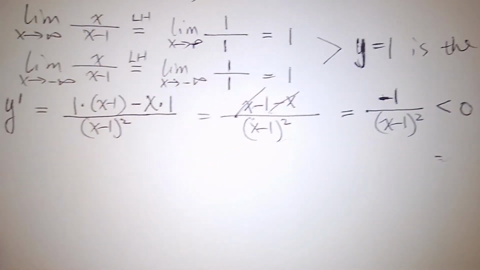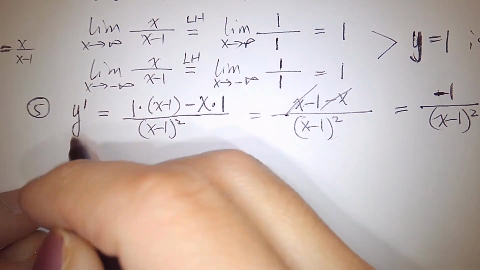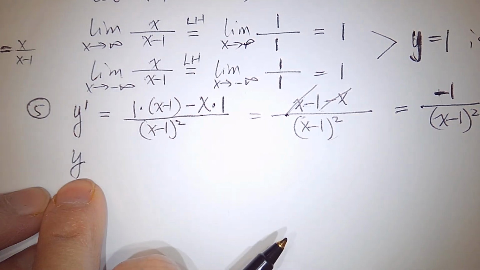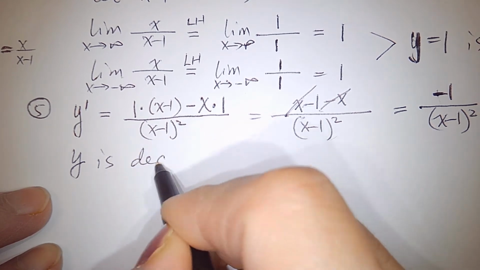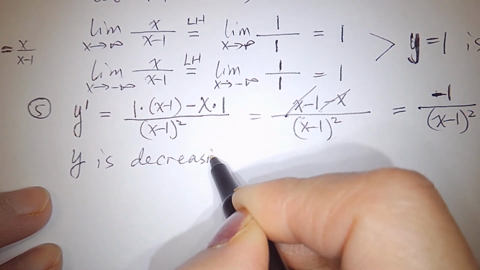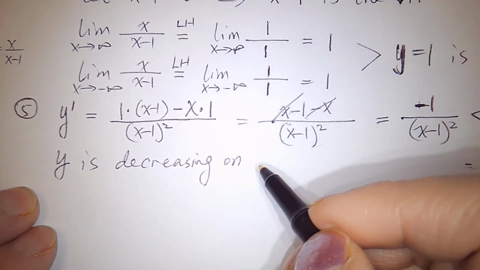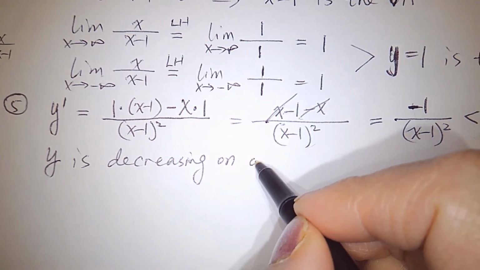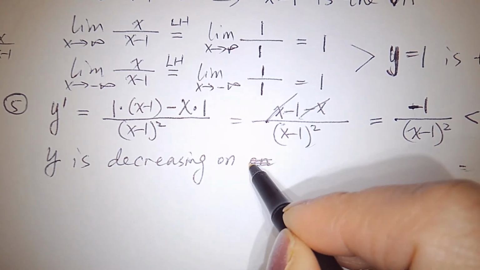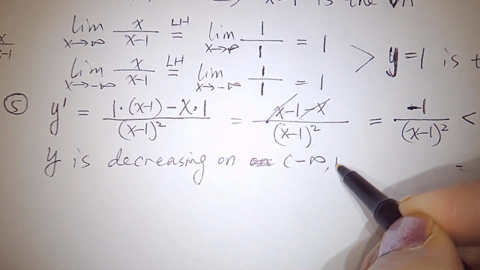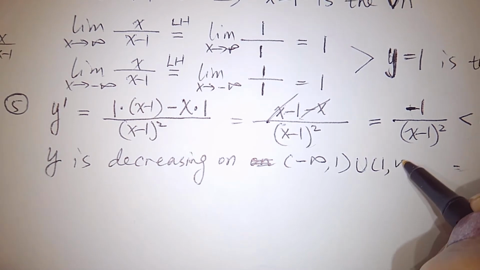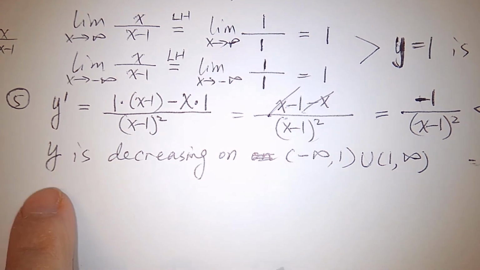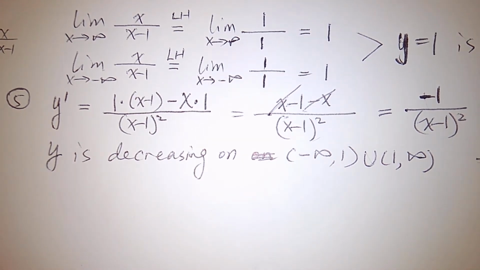Interval. So we say the function y is decreasing on the entire domain, okay? What is the entire domain? From negative infinity to 1, union what? 1 to infinity, right? And on the entire domain, y is decreasing, keeps on decreasing, right?